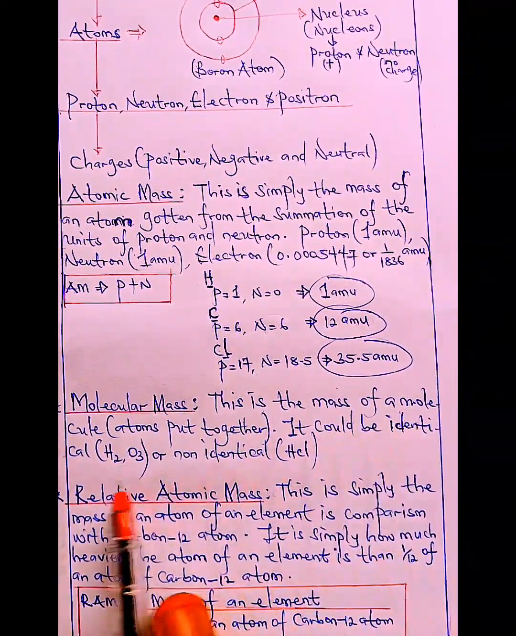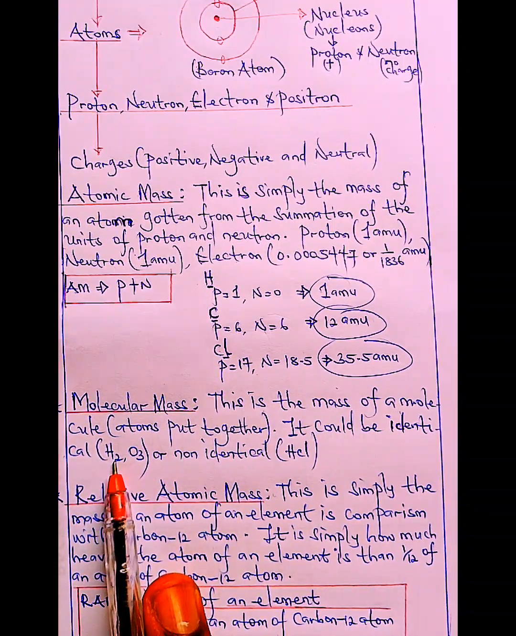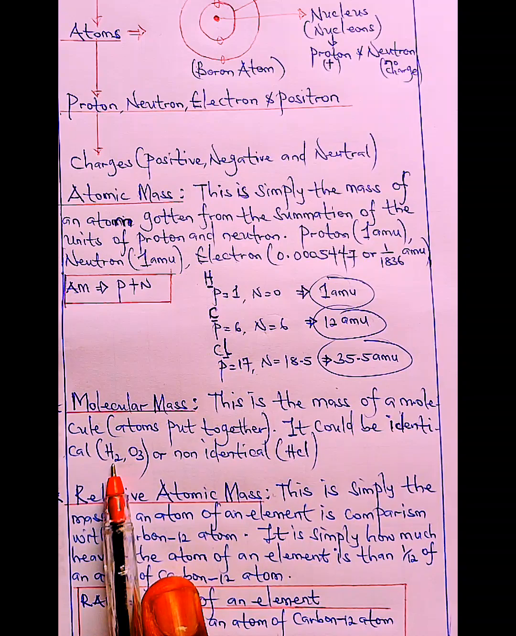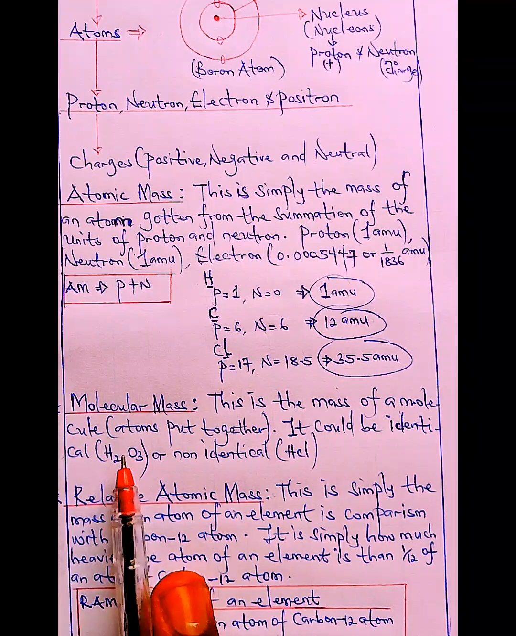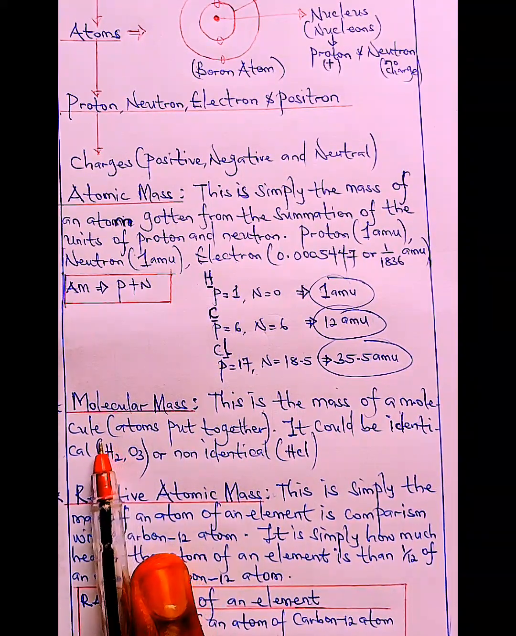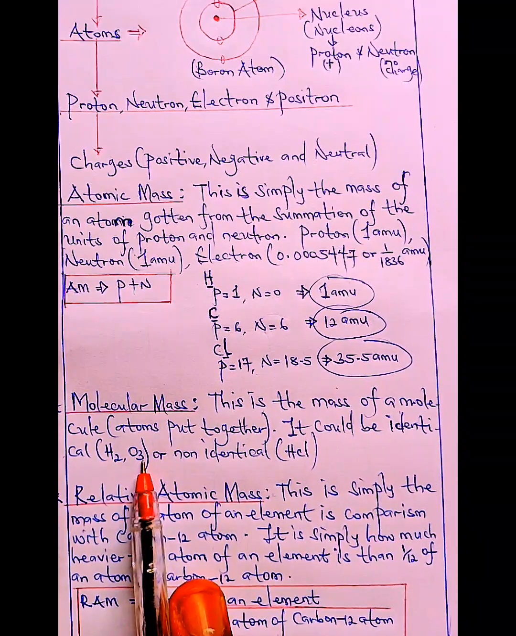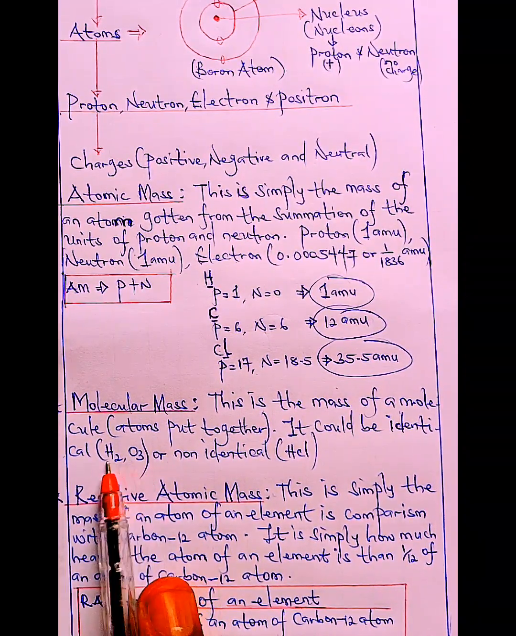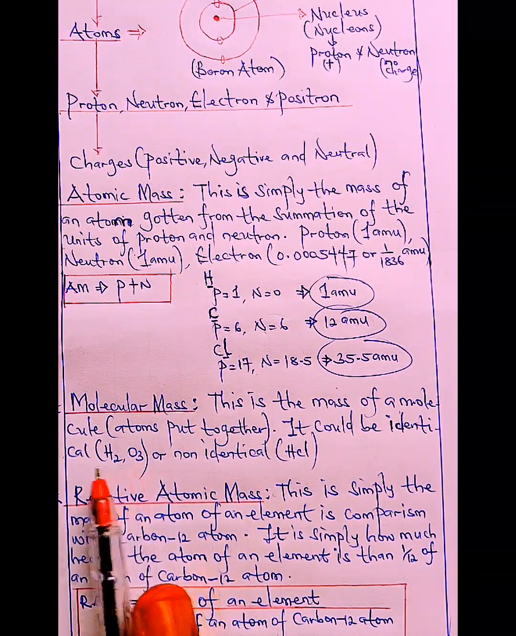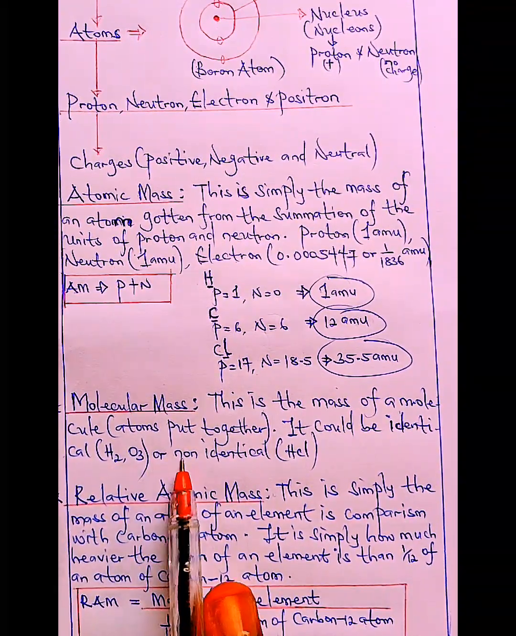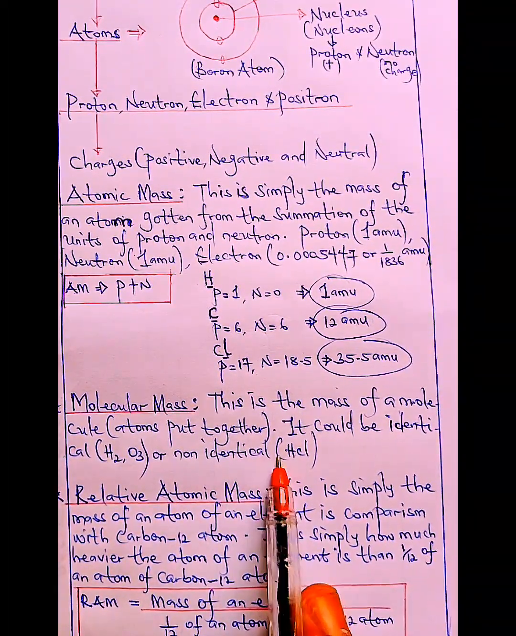Now it could be identical, and we have examples like H2. When you look at H2, this is a molecule of hydrogen. H2 means we have two atoms of hydrogen, I beg your pardon. That's one atom of hydrogen plus another one atom of hydrogen, which is two atoms of hydrogen. That gives us a molecule. Now this O3, ozone, has three atoms of oxygen together. All these are molecules. What kind of molecules are these? They are identical molecules.